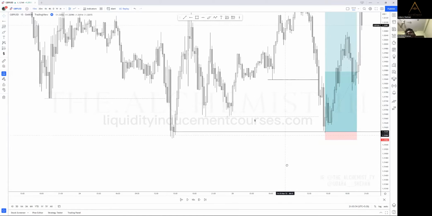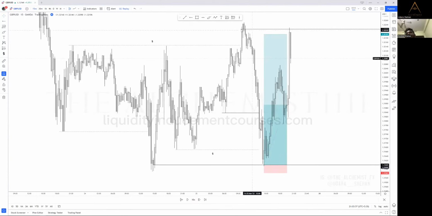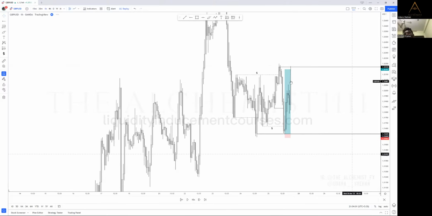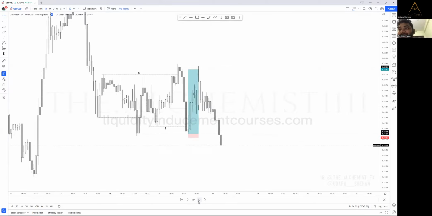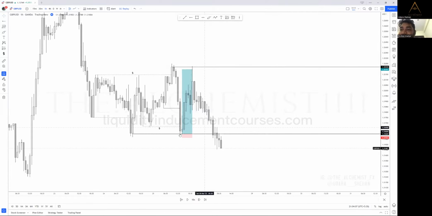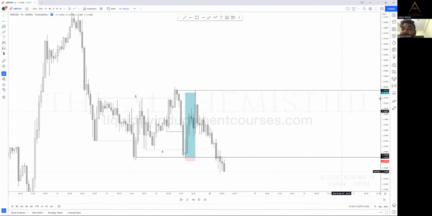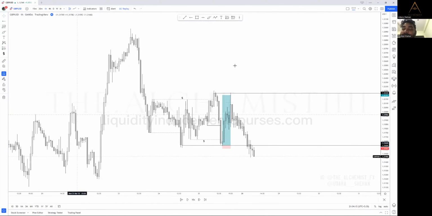What happens? There it goes. See that? There it goes. And then look at the reaction from the top one too. It did play out from the top one, even though there was no liquidity below it. Look at the reaction. Can you see the precision? Still on the higher time frames. So you don't have to go to the lower time frames. Just completely forget the lower time frames if you want to increase your win rate.